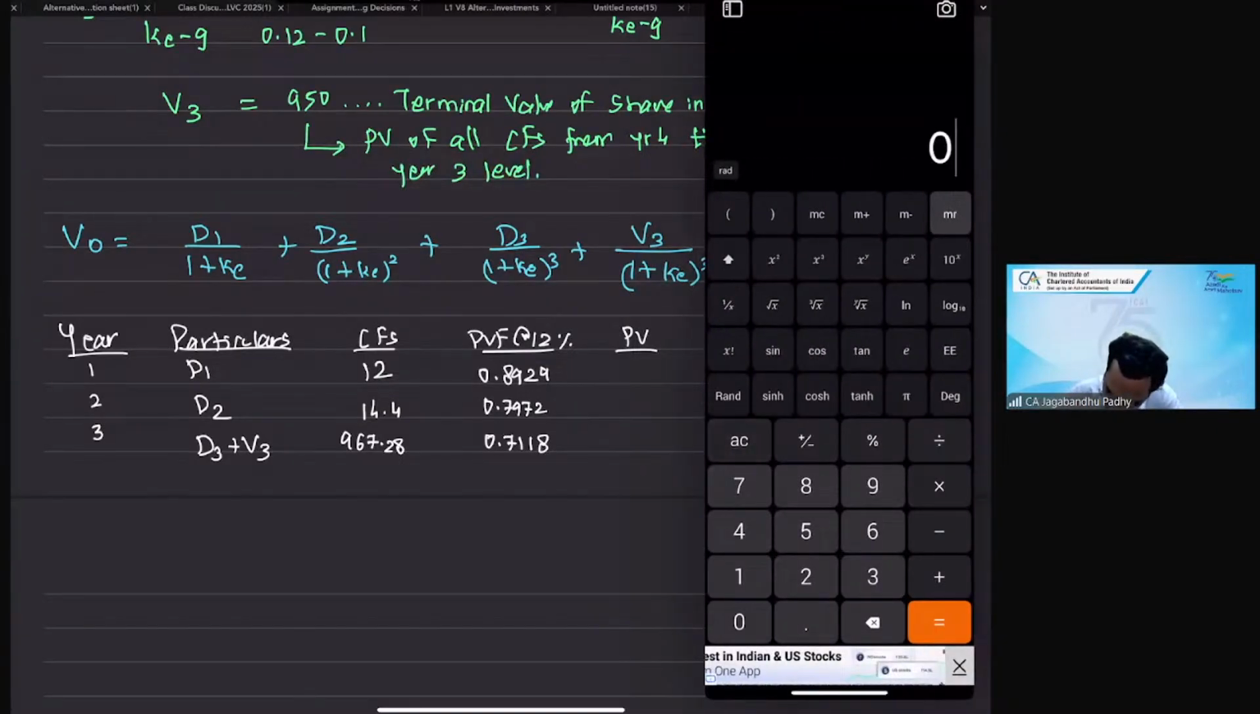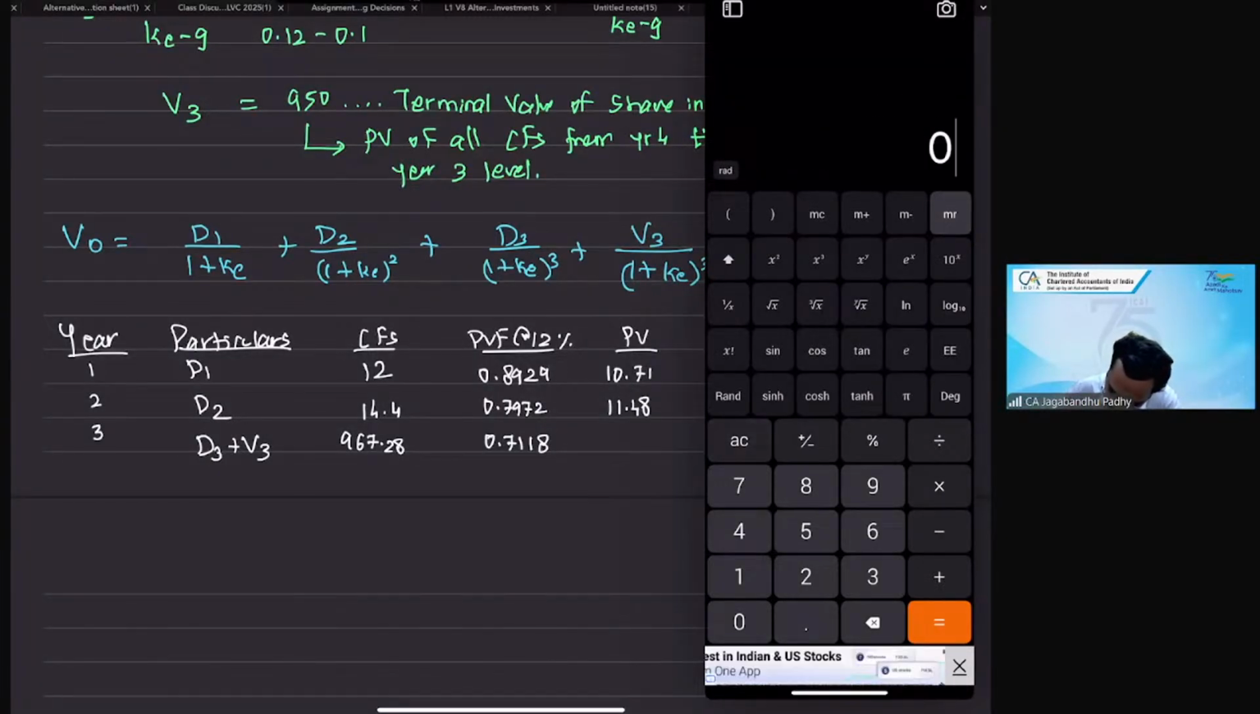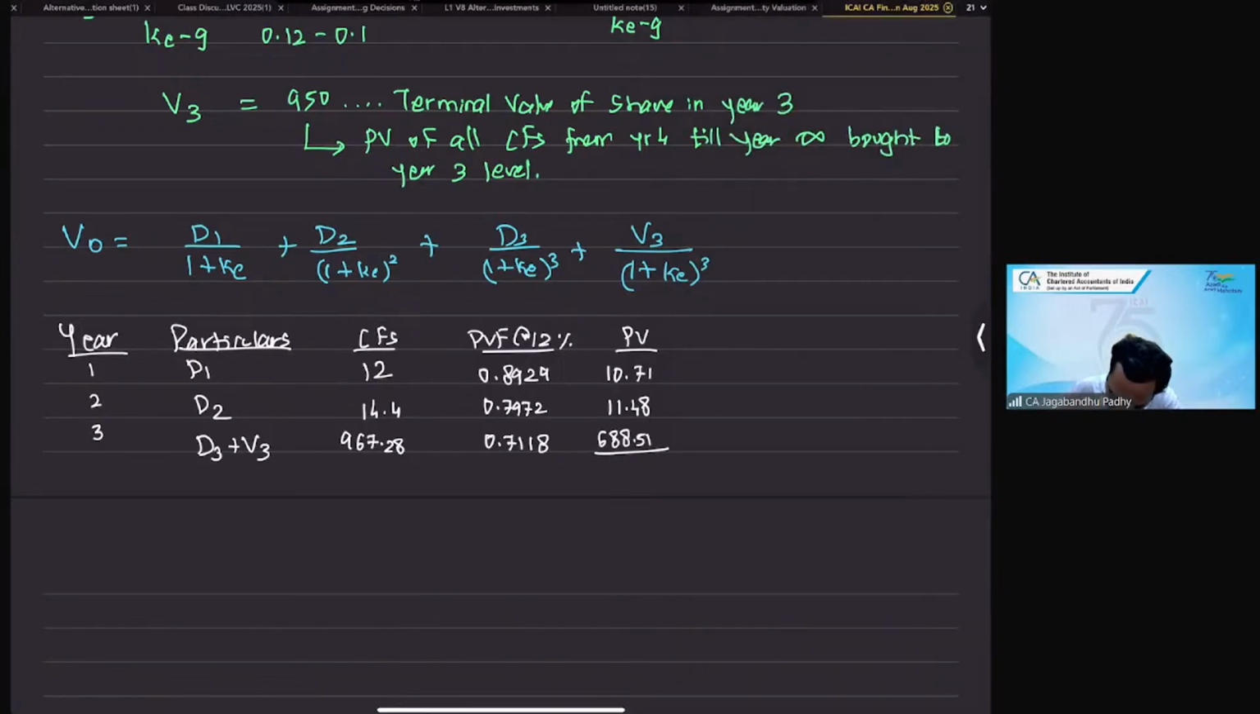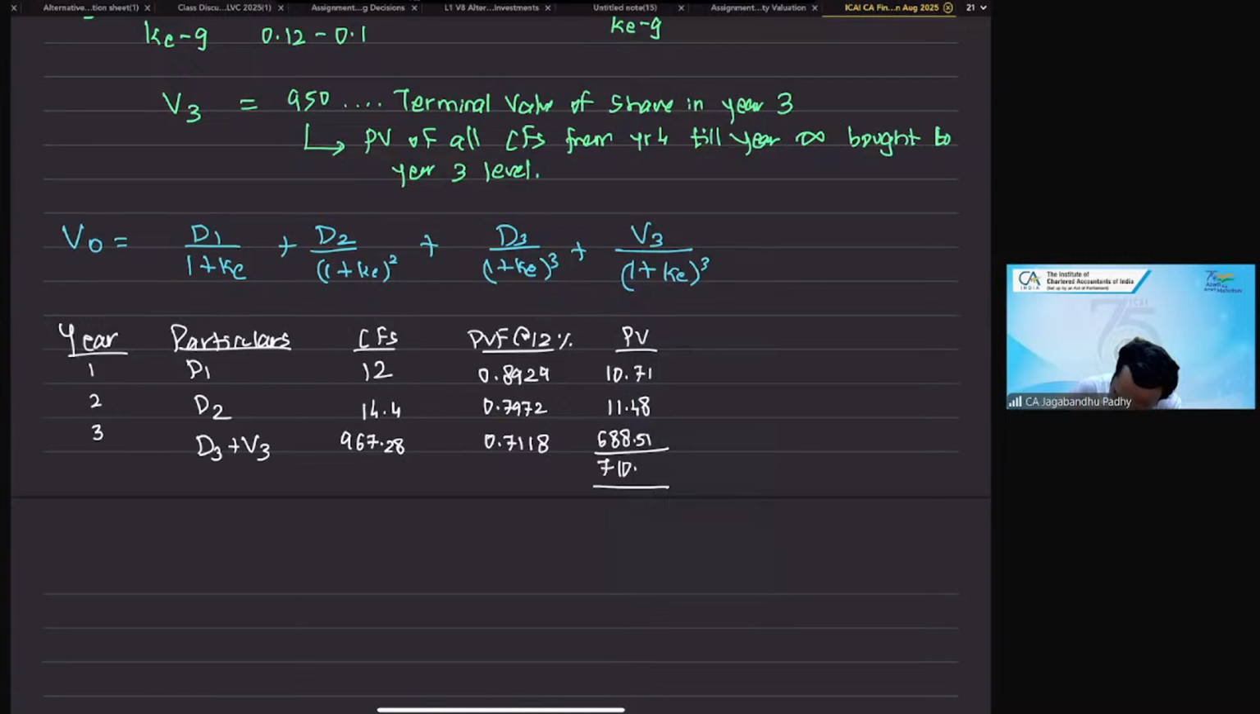So present value is equal to 0.8929 into 12, which is 10.71, then 0.7972 into 14.4, which is 11.48, 967.28 into 0.7118, which is 688.51. Total: 10.71 plus 11.48 plus 688.51. So total comes out to be 710.70. This is the value of the share today.